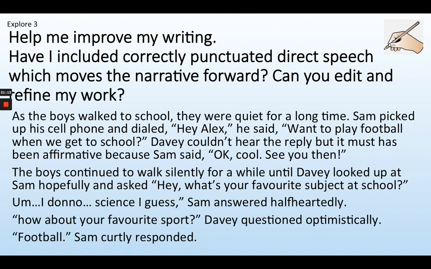As the boys walked to school, they were quiet for a long time. Sam picked up his cell phone and dialed. "Hey, Alex," he said. "Want to play football when we get to school?" Davy couldn't hear the reply, but it must have been affirmative because Sam said, "Okay, cool. See you then." The boys continued to walk silently for a while, until Davy looked up at Sam hopefully and asked, "Hey, what's your favorite subject at school?" I don't know. Science, I guess," Sam answered, half-heartedly. "How about your favorite sport?" Davy questioned optimistically. "Football," Sam curtly responded.